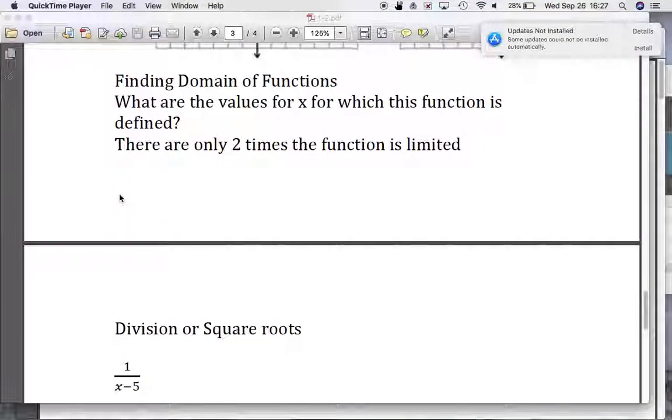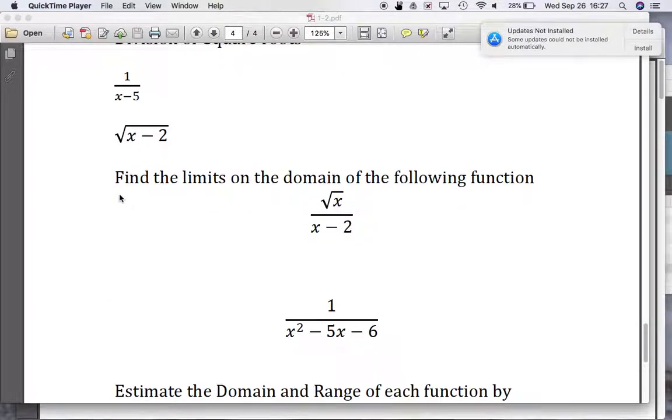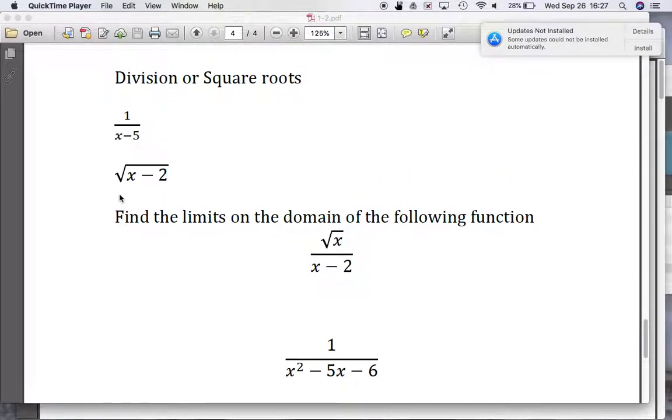Finding domain of functions. So when we ask for the domain of functions, we're talking what are the values for x for which the function is defined. There are only two types of function that's limited. We've already talked about these, but it's either division or square root. So for me, I'm going to write this the easy way. I'm going to show you the hard way also, okay? So for me, all you have to write for division, what's the one number you cannot divide by? 0. So we have to find when does x minus 5 equal 0.